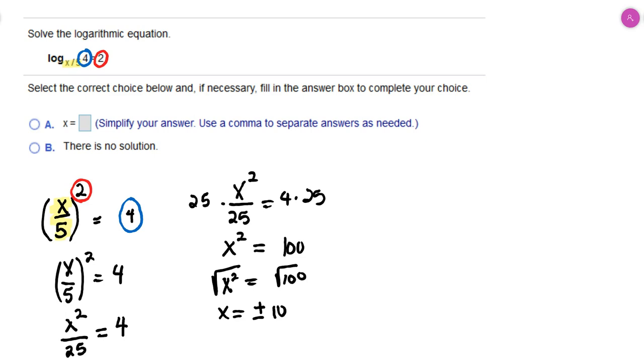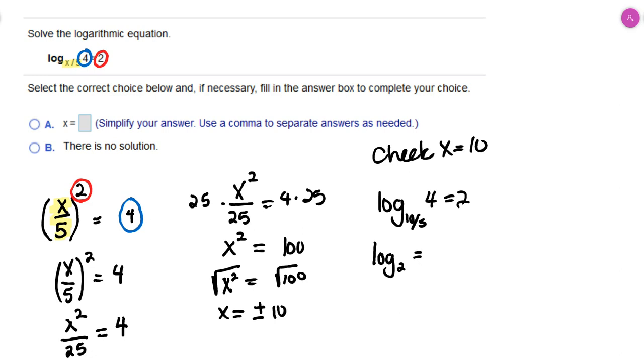I need to check my work. I need to check x equals 10. I've got log of 10 over 5 of 4 equals 2. 10 over 5 would be a base of 2. And a base of 2 is a valid base. If you have log base b of x, your base is only allowed to be certain values. Your base needs to be greater than 0 and not equal to 1. And so a base of 2 is a valid base for the logarithm.